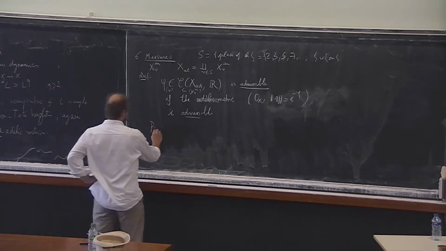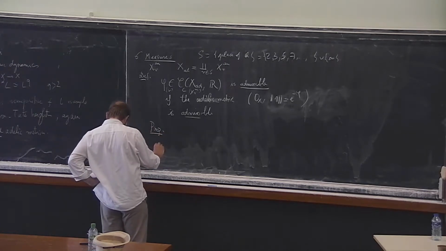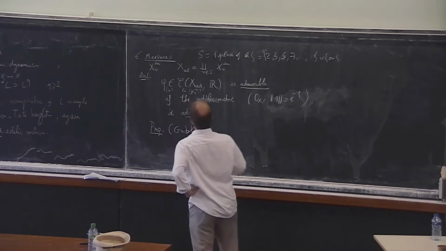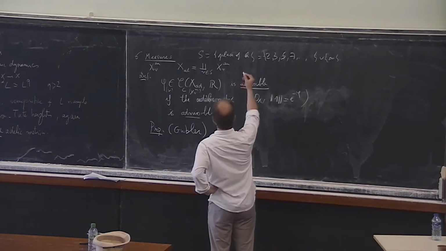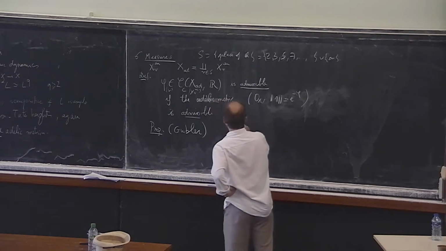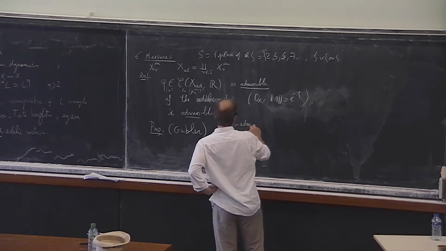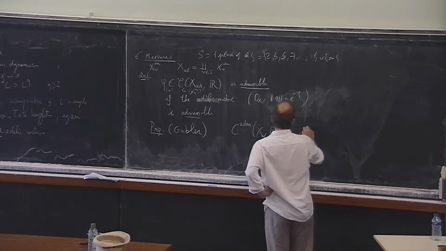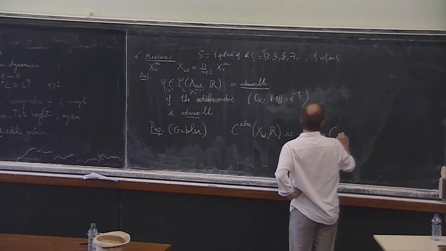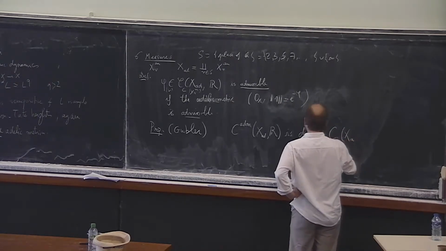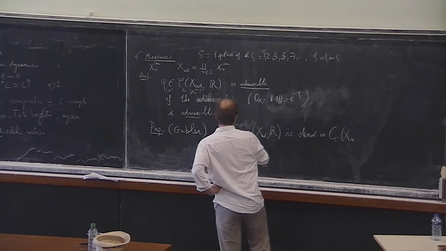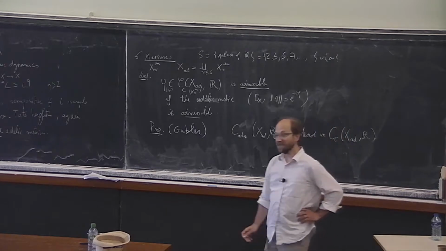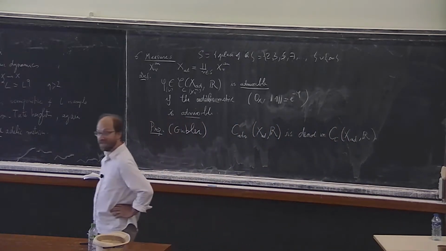And so there is one important proposition, which is due to Gubler, that admissible functions, C_adm, are dense in C, maybe I could write admissible there. So density of admissible functions in all functions.